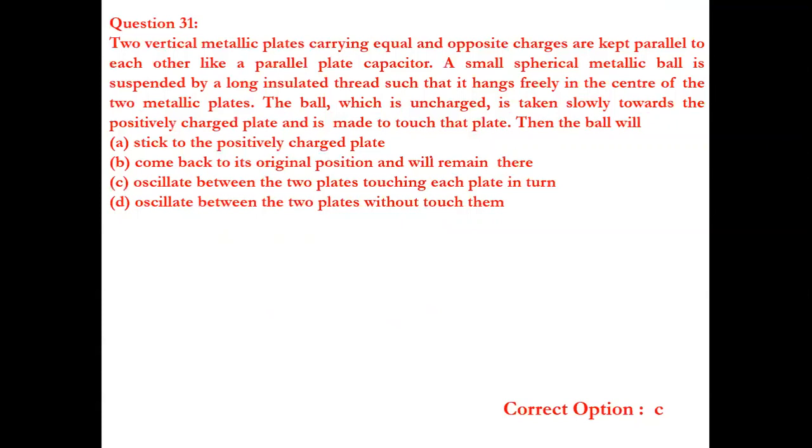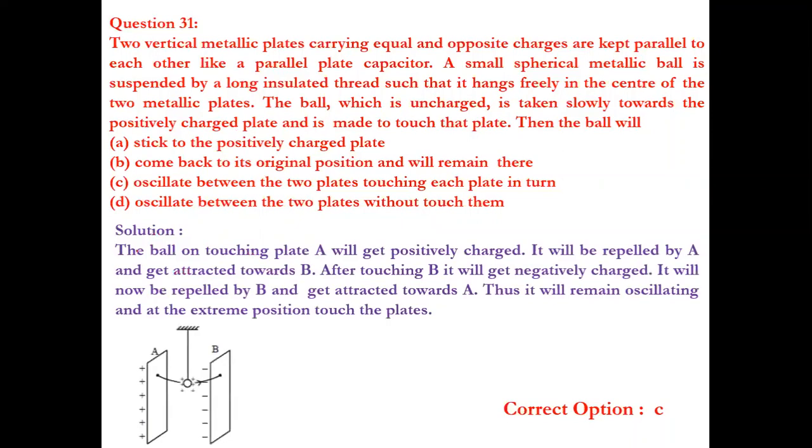Two vertical metal plates carrying equal and opposite charges are kept parallel to each other. A small spherical metallic ball is suspended. I'll show you the diagram. Yes, that is the diagram. Here two plates are there, and in between, a spherical metallic ball is suspended. The ball is hanging freely at the center of the two metallic plates. Now the ball, which is uncharged, is first taken slowly towards the positively charged plate and it is made to touch it. So what will happen to the ball?